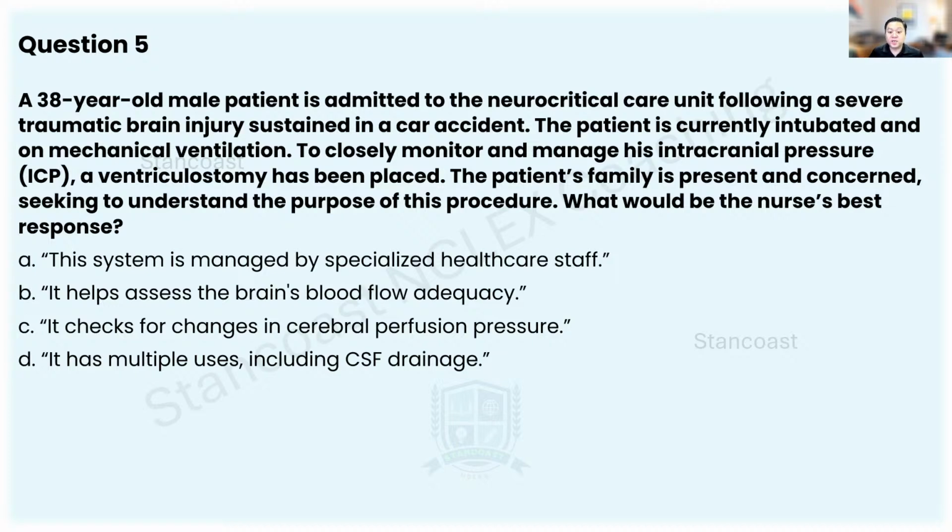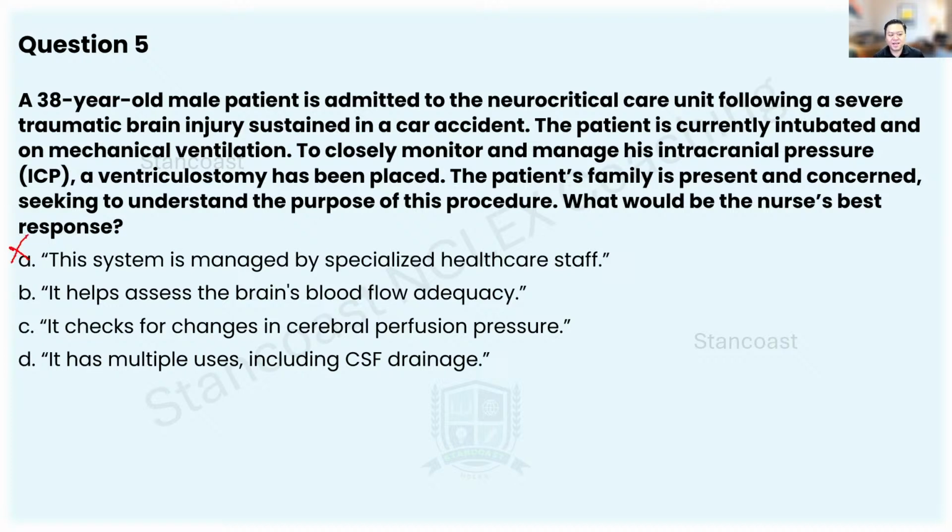What would be your statement? Well, I'm going to start answering this time. If you had answered letter A, which is the system is managed by specialized healthcare team staff, we know that it is managed by the healthcare team. But the statement itself is not clarifying the purpose. So you're trying to evade the actual question the family is trying to know, or if they're trying to understand really the purpose. So this response is not addressing their query about the device. So we are going to eliminate that one.